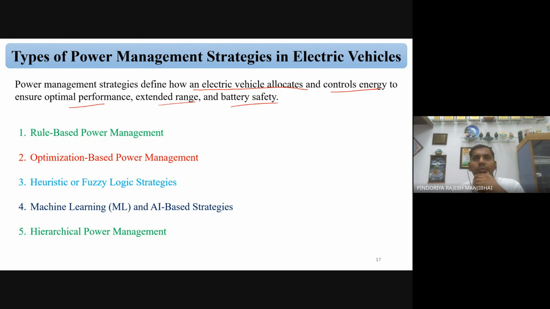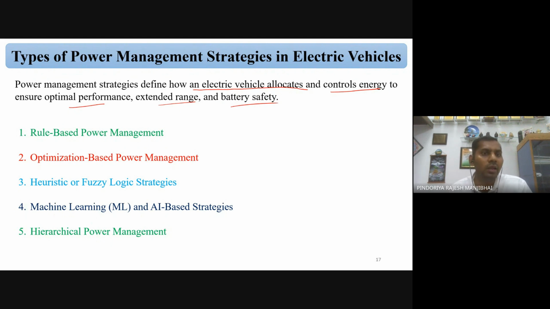So suppose I want to become successful in the academic field. What type of strategy do I have to apply? Suppose you want to become successful in your job. What type of strategy are you applying to become successful? The same applies in the technical field, in the electric vehicle.